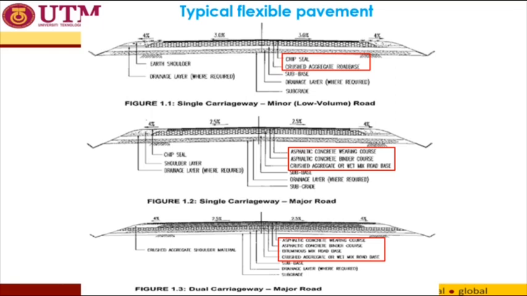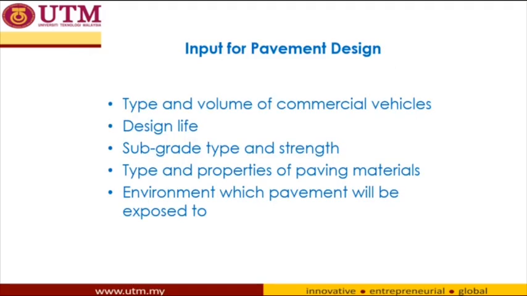So what exactly is the basic information needed as the input for the pavement design? So the first one is the type and volume of commercial vehicles. So remember, in all pavement thickness design, we need to consider only commercial vehicles. And then next we have design life. So normally the design life is selected either at 10 years or 20 years.